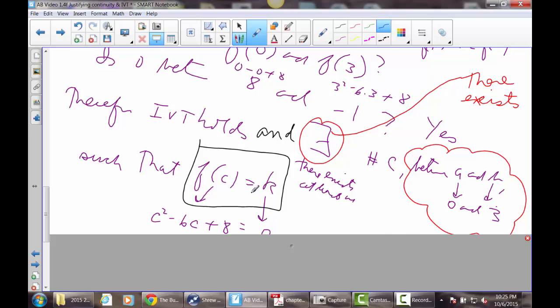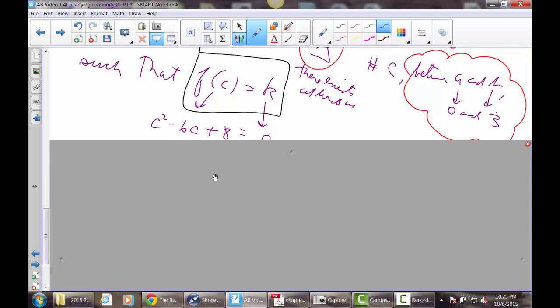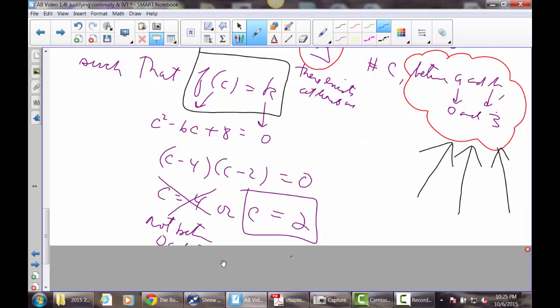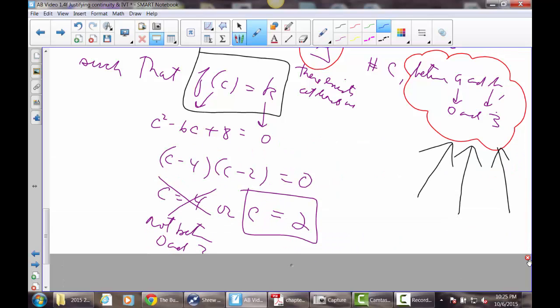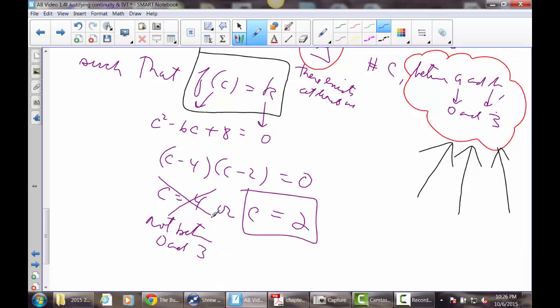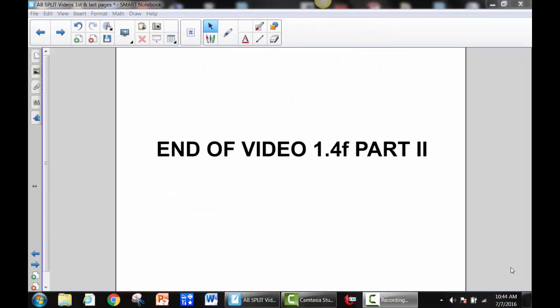Now remember the k is 0. F of c, you just take f of x and replace the x's by c's. Solve that equation, but only keep the numbers that are between a and b. 4 is not between 0 and 3, we can't keep it, but 2 is. You can bet that among the multiple choice answers, one of them will be 4 or 2. So be careful. And that's the end of video 1.4F part 2.